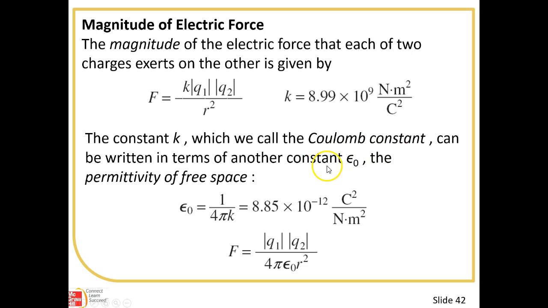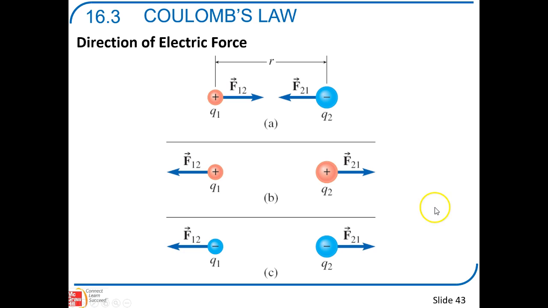And it can be written in terms of another constant, epsilon naught, called the permittivity of free space. It's basically just 1 over 4 times pi times k, and we end up with 8.85 times 10 to the -12, and that would be the value for epsilon naught. So F is also equal to, if you don't put the k in, you have to use this larger equation. It's just 1 over 4 pi times epsilon naught times r squared. That's the magnitude of the electric force.